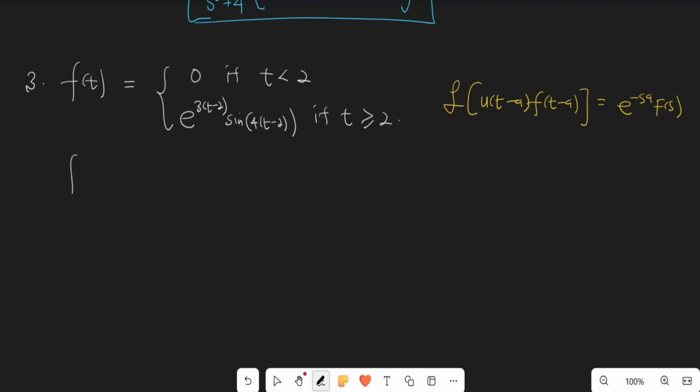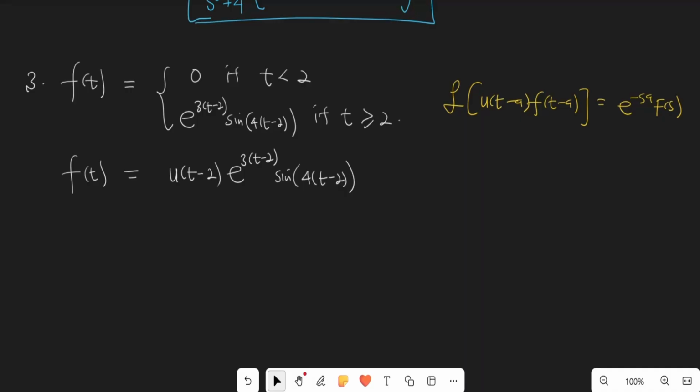So now let's write this one in the step form. It is 0 for t less than 2. So we are going to have u of t minus what value exactly? The threshold is 2, the value of t upon which the function will change behavior. Then you multiply by the function f of t minus a. That is e to the 3 multiplied by t minus 2, and then sine of 4 into t minus 2, like this.